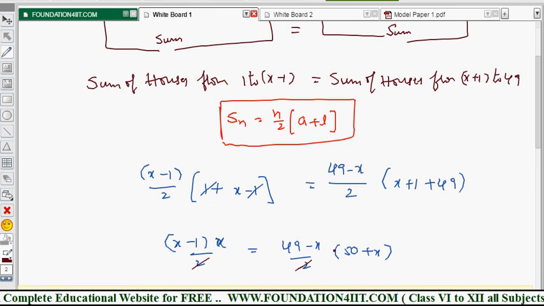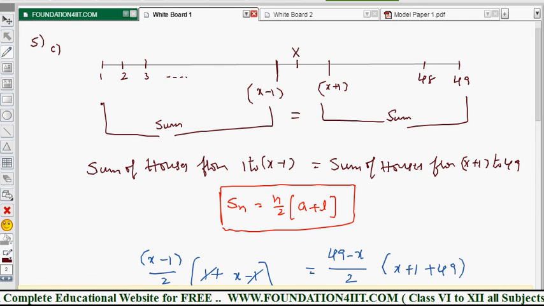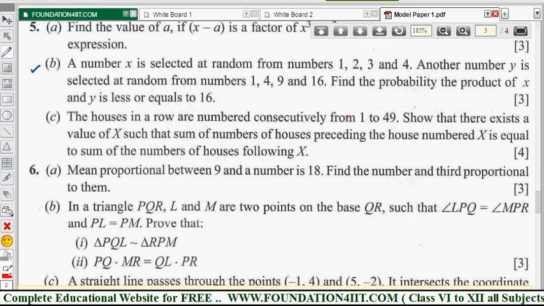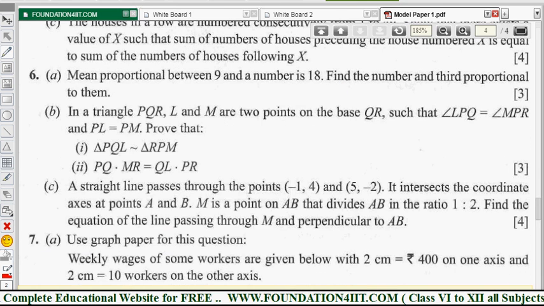That means if it is 35, then from 36 to 49, whatever the sum is, it is exactly equal to the sum of 1 to 34. Okay, if you add the numbers 1 to 34 and add the numbers 36 to 49, you get an equal sum. So that's all we can find out. Now this is question number 5. Now let us continue with question number 6 and we'll solve the problems.